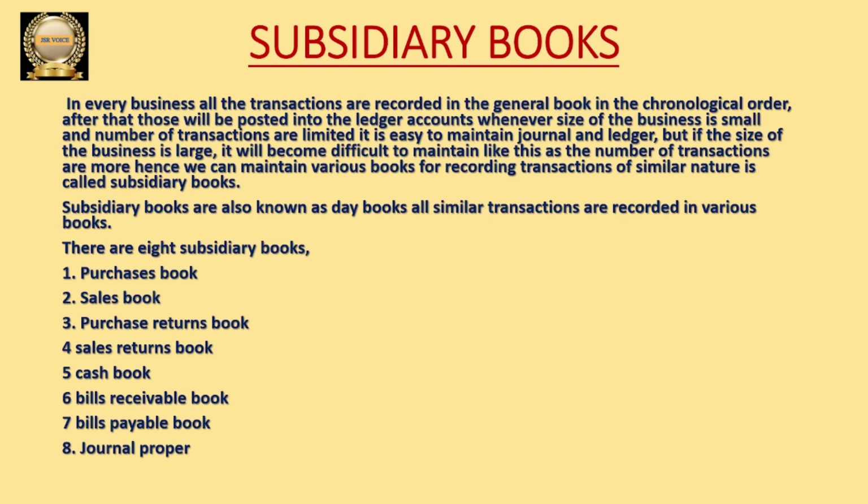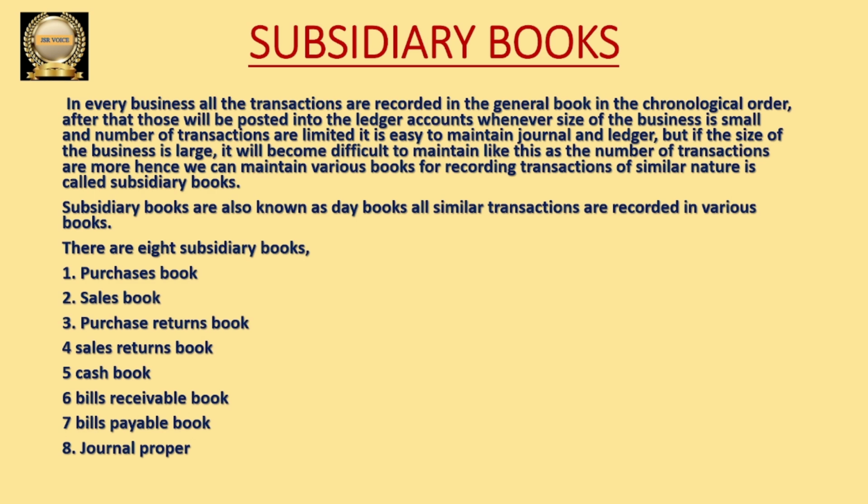Let us discuss how many types of subsidiary books there are. There are in total 8 subsidiary books. I have given the list of all 8 subsidiary books here. You can see those. First one is the purchases book. In this book, all credit purchases are recorded. Cash purchases are not recorded here. Cash purchases are recorded in the cash book. So all credit purchases are recorded in the purchases book.